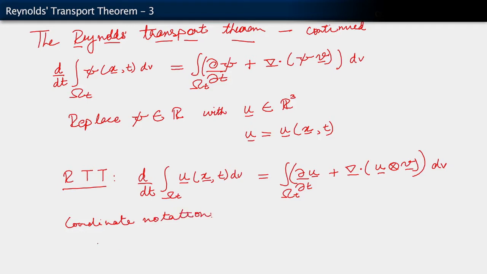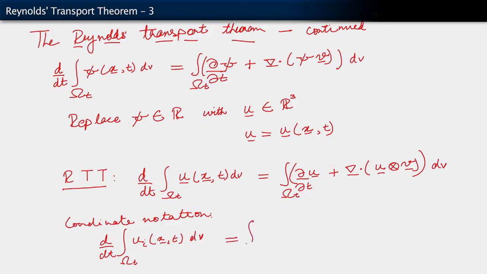In coordinate notation, we would be trying to calculate d dt of the integral over omega t of each component of u. We're trying to compute the time variation of that integral for each component of u. But if we observe that each component of u is essentially a scalar function, then the Reynolds transport theorem as derived originally for scalar functions can be applied here. It's completely standard. There's nothing new that we're going to see in this particular step.